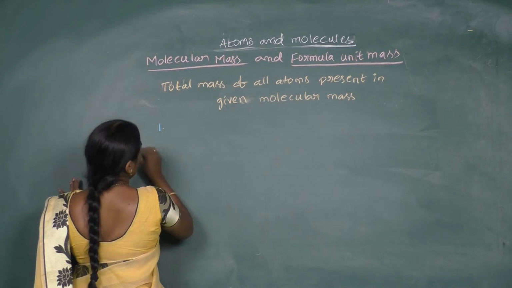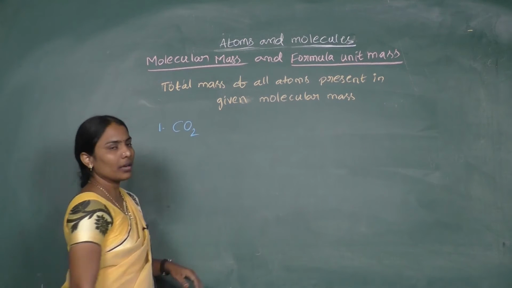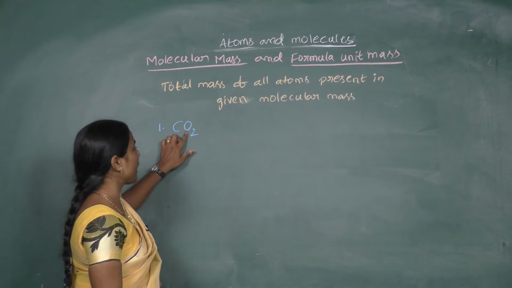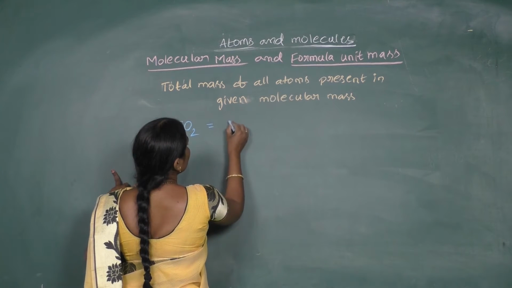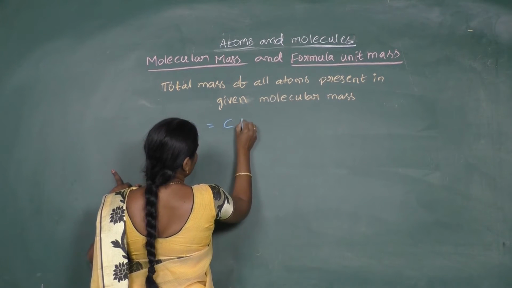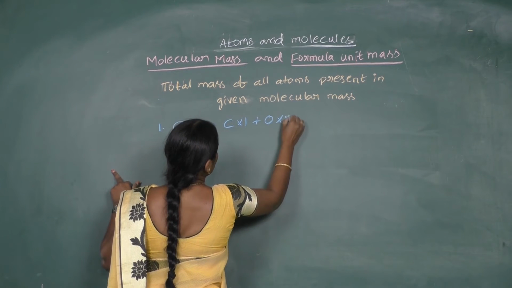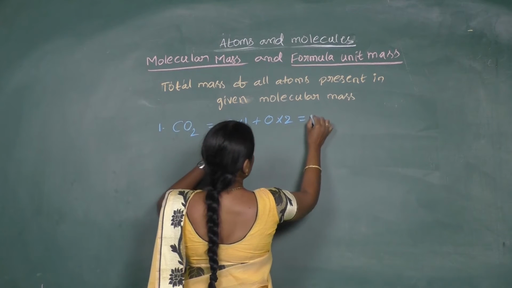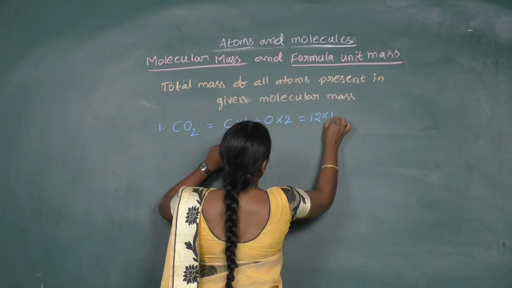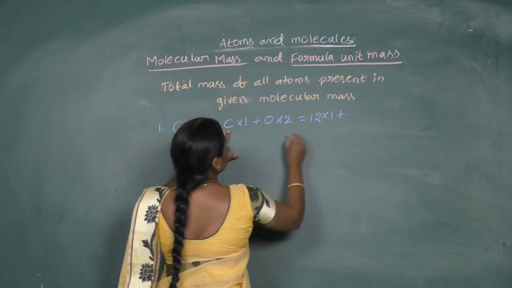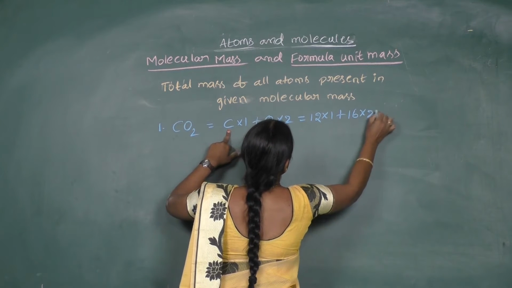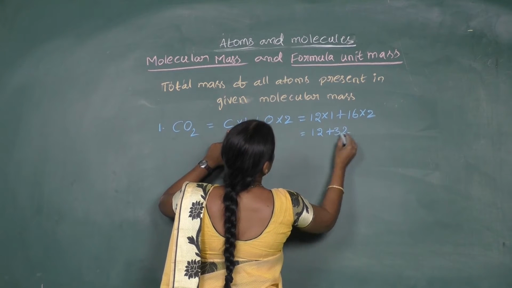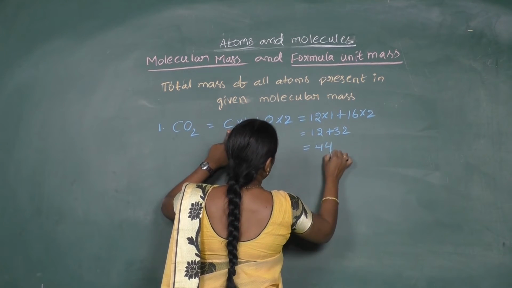The first example I am taking is CO2. What is the CO2 molecule made up of? It is made up of one atom of carbon and two atoms of oxygen. So we write one atom of C plus two atoms of oxygen, and the atomic masses. The atomic mass of carbon is 12 into 1 plus the atomic mass of oxygen, 16 into 2. This makes 12 plus 32. The overall molecular mass is 44.